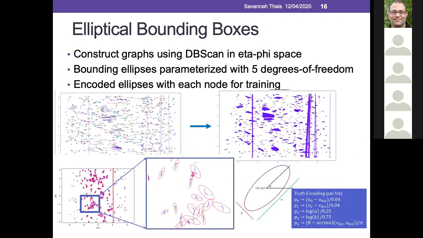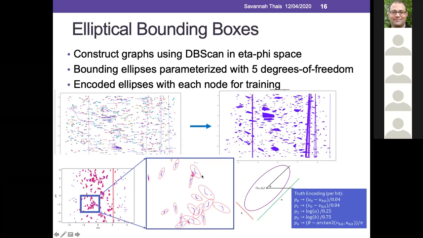So in our study of this, which we'll be presenting at the NeurIPS Machine Learning and the Physical Sciences workshop next week, we used elliptical bounding boxes. So we construct the graph using that DBSCAN and eta-phi space method that I talked about a few slides ago. And you can see it's quite effective already at separating a lot of the tracks into individual subgraphs. So this is the truth event on the left, and then how DBSCAN forms the graph. A lot of them are well separated already, and then you get these dense area clusters, which is really where the GNN is needed.